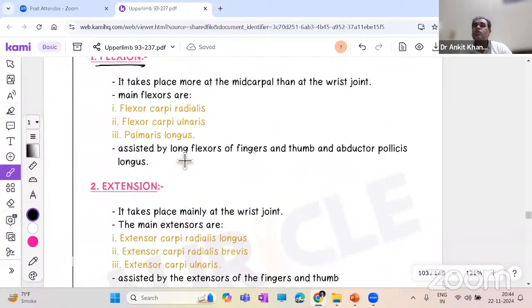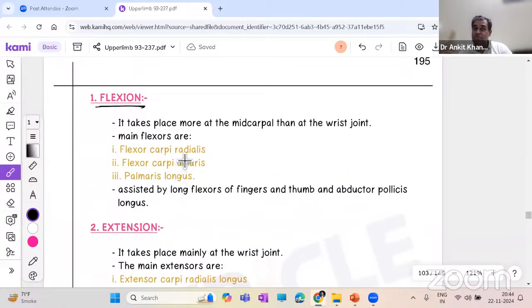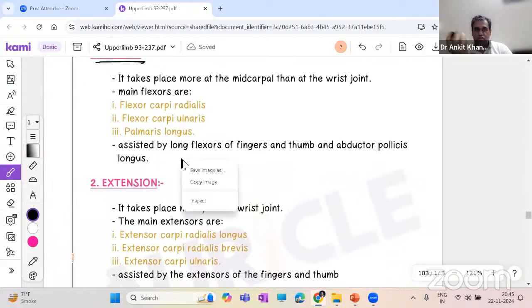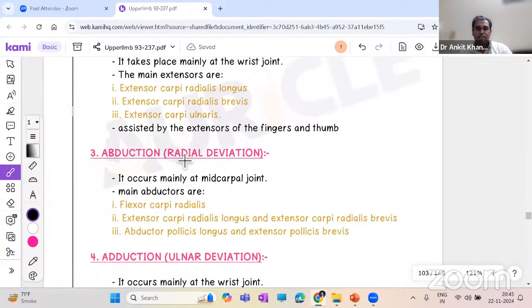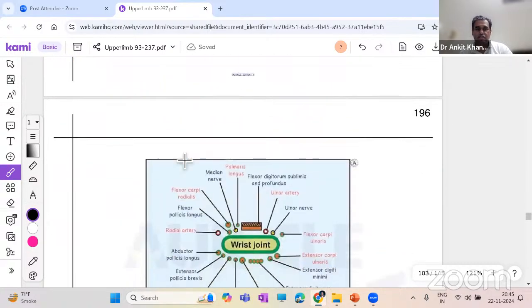That is why it is not a uniaxial joint. It was which variety? Ellipsoid, so more than biaxial. So you have flexion, you have extension. You should know the movements also. Okay, flexion, extension, then you have abduction, adduction, and circumduction. Okay, let me show you the movements.